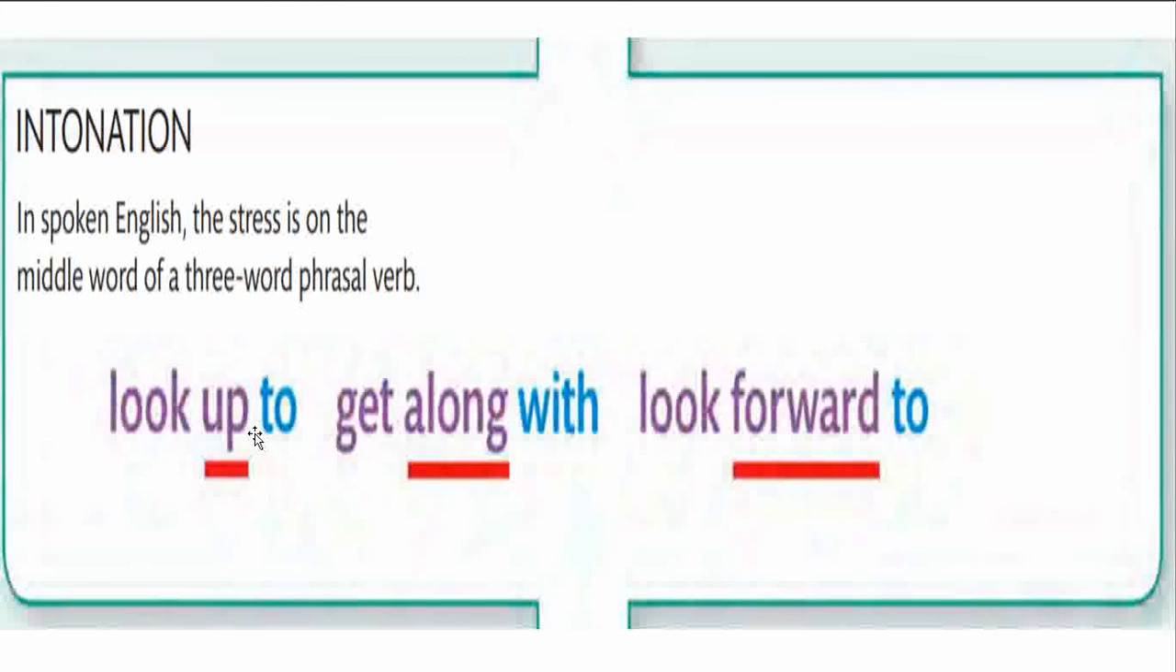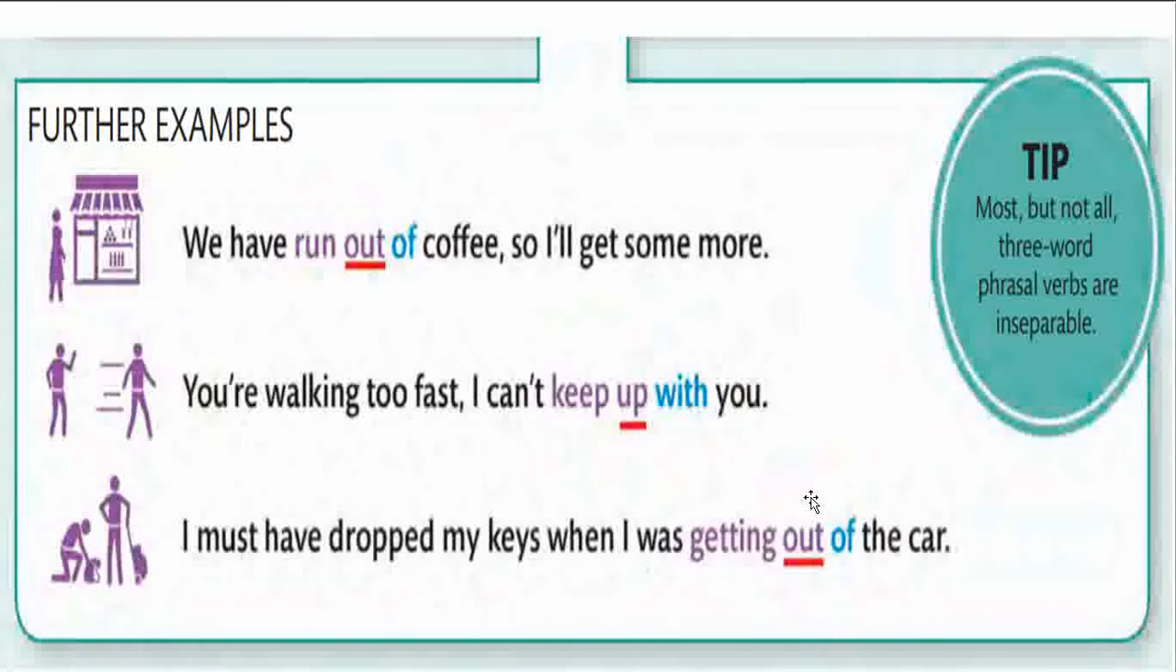Intonation is generally used for spoken English. The stress is on the middle. If there are three words, look up to, up is stressed. Get along with, along is stressed. Look forward to, forward is stressed. While talking, this is the intonation.